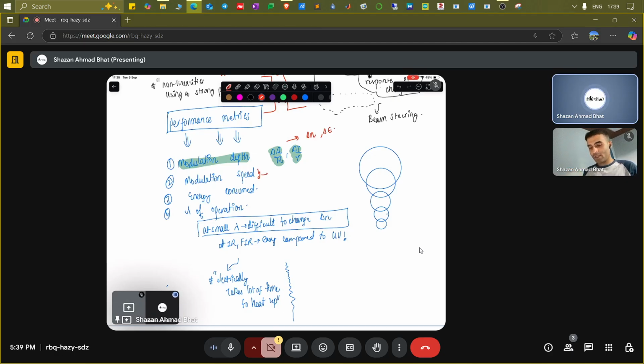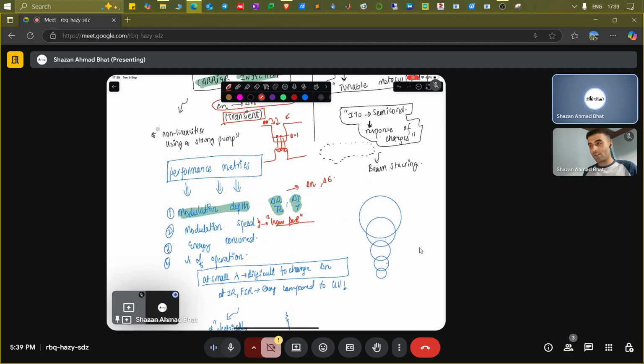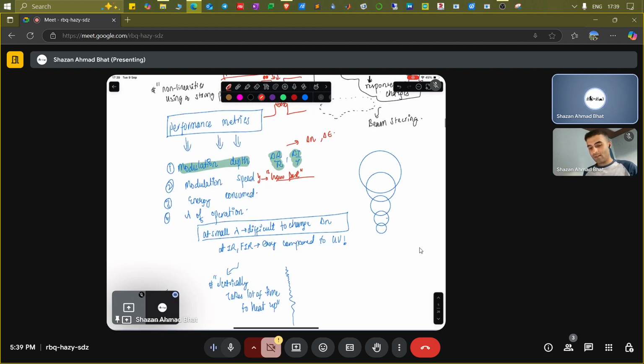Another one is modulation speed, that means how fast it is changing. Obviously, if it is changing by mechanical stretching, then it's going to be very slow. Instead, if it's changed by carrier injection, then it's going to be fast because the motion of the electrons is very fast. Then another metric is the energy consumed. Obviously, you want to consume as little energy as possible in tuning the resonances of these metasurfaces. So this should be less.